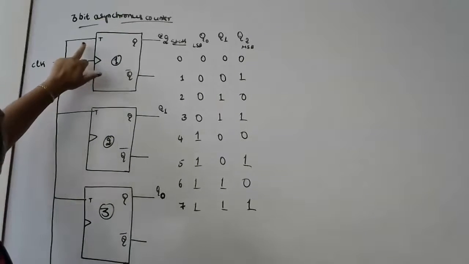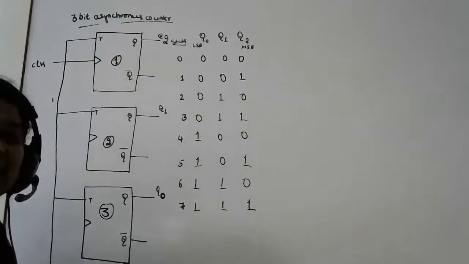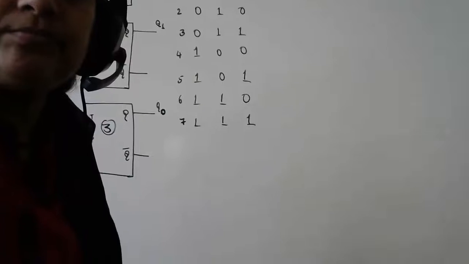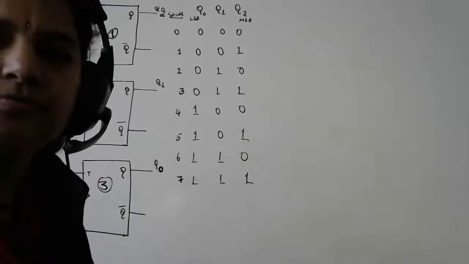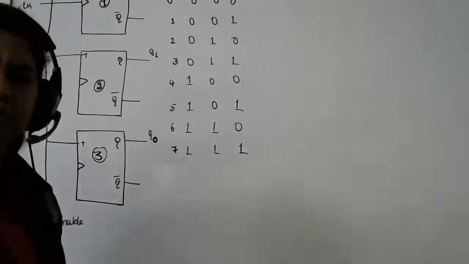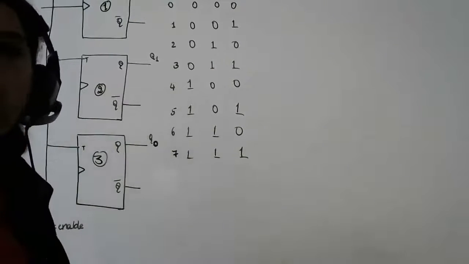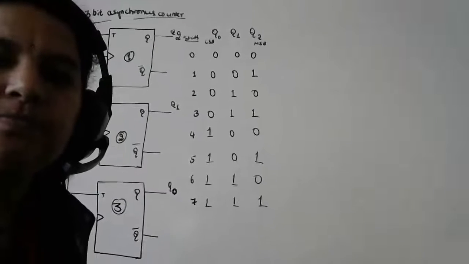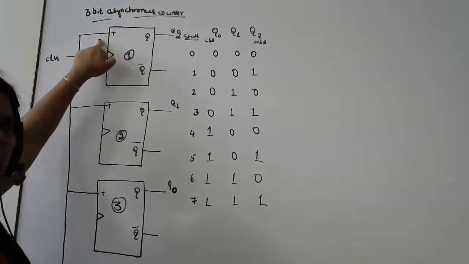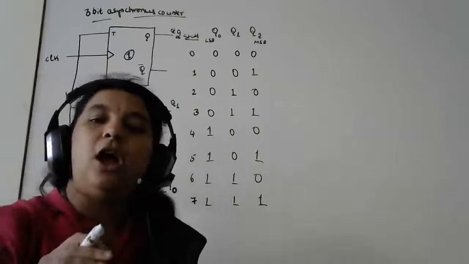Fine. And what's the other connection I have? I have a count enable. This is an input I am giving. Right? I have given a count enable as an input to all my flip-flops. All the 3 flip-flops have the count enable input. Okay. So all T are connected to one input. Let me call that input the count enable input.